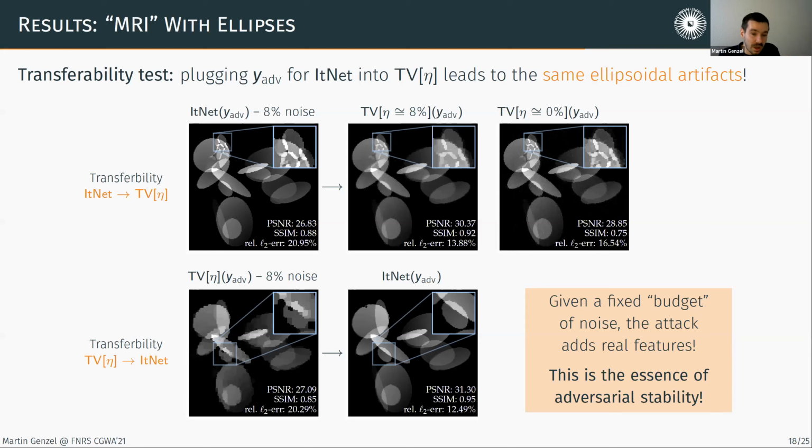And remarkably, the reverse experiment does not succeed. This oil painting effect does not transfer to the internet, although if you look at the errors, they're very similar. So you should be confused by just looking at these visual reconstructions here, right?